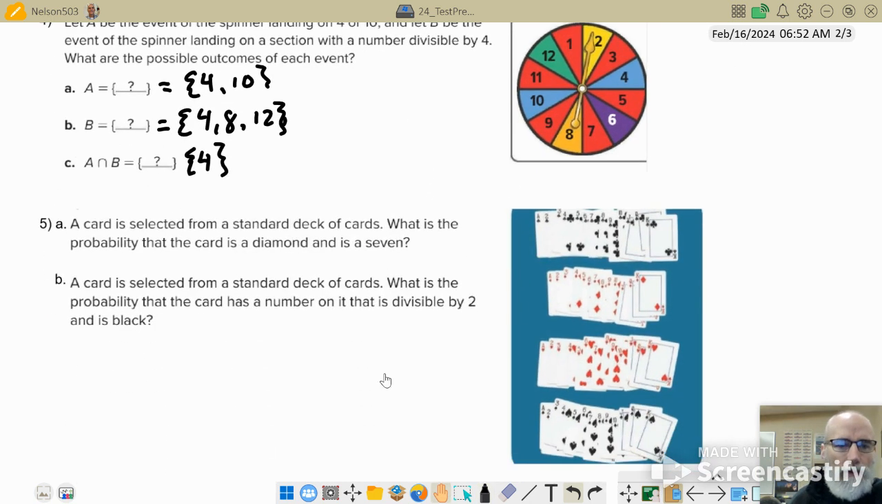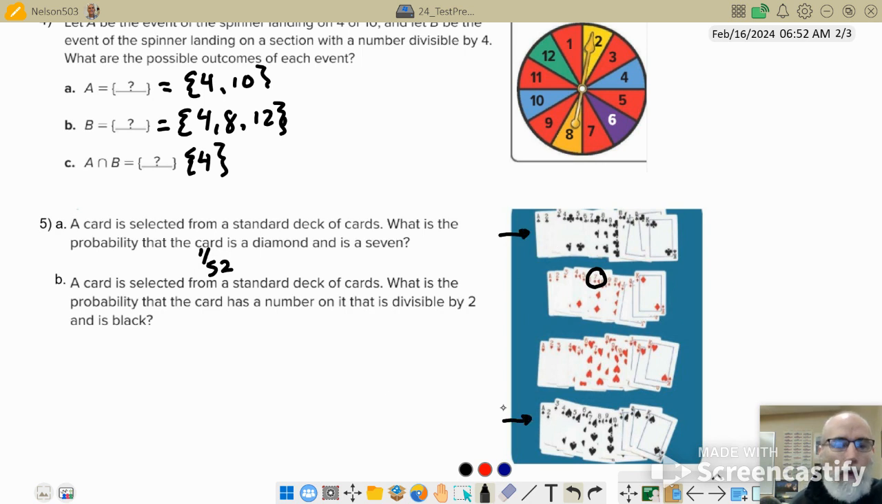Number 5. What's the probability the card is a diamond and a seven? There's only one seven of diamonds. Here are the diamonds right here. Here's the seven right there, the seven of diamonds. There's only one of those, so it's 1 out of 52. A card is selected from a standard deck of cards. What's the probability the card has a number on it that's divisible by 2 and is black? Okay, well, see, here are the black cards.